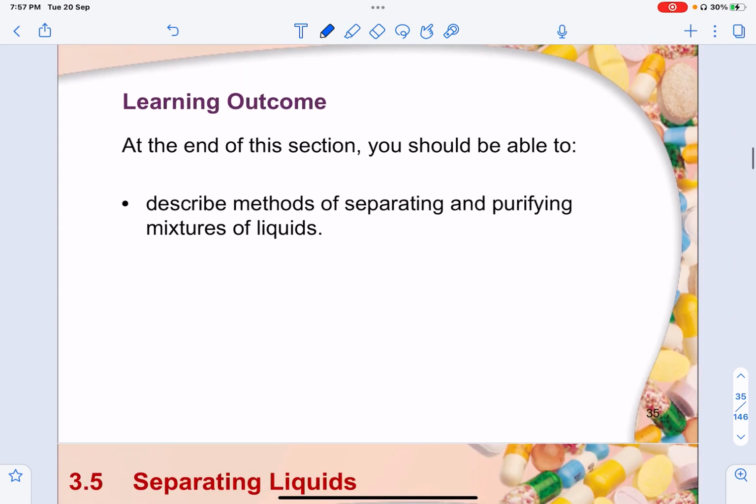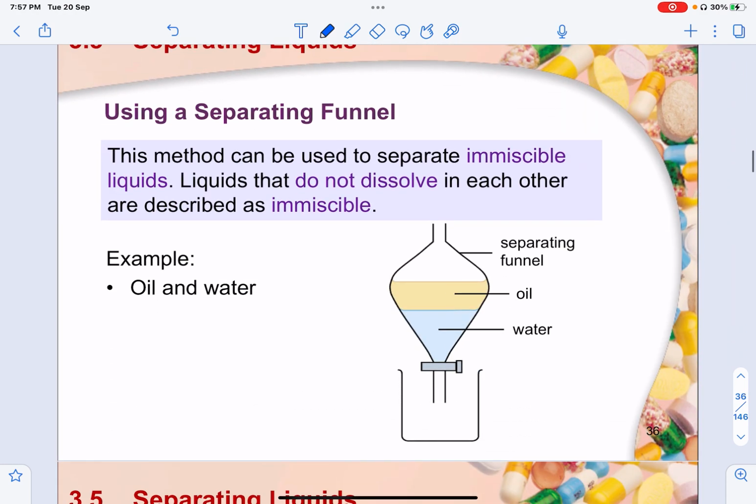Next, we look at separation of liquid and liquid. So for liquid and liquid, let's say the liquids are not able to dissolve into one another. So that's what is meant by immiscible. Liquids that do not dissolve in each other are described as immiscible. One very typical example is your oil and water. So what you do is when you have two layers, you will open the tap here to allow the water to drain down.